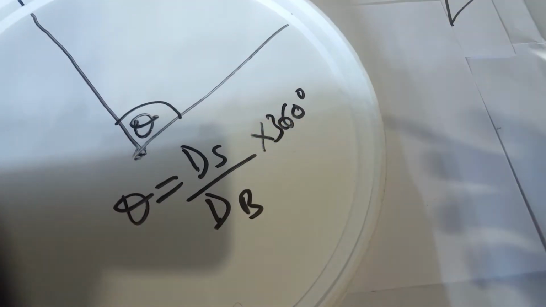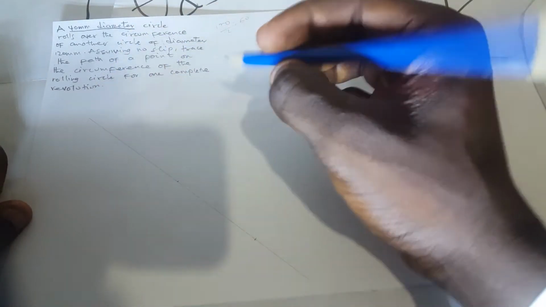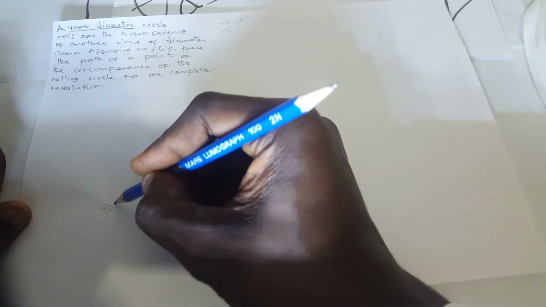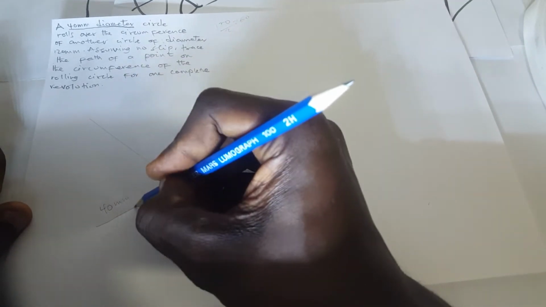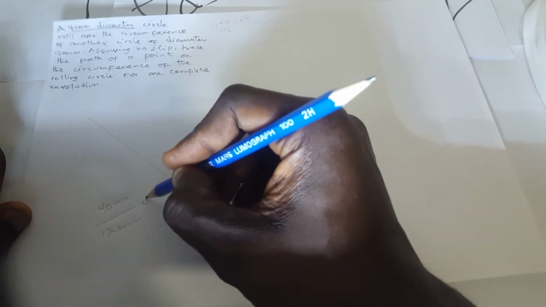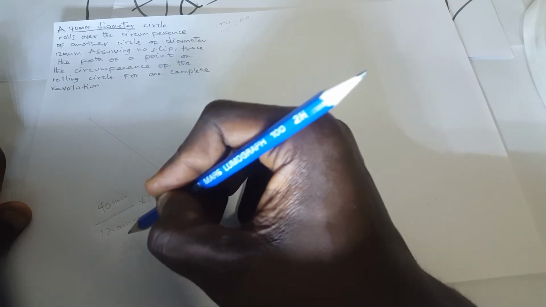Now to obtain this theta, we had this theta, ds over dv times 360. So let's go and find that theta. The ds, that's the diameter of the smaller circle, is 40 millimeters, right? So we have this 40 millimeters. We divide that by 120 millimeters. Now multiply by 360 degrees. So what answer are we getting for that?